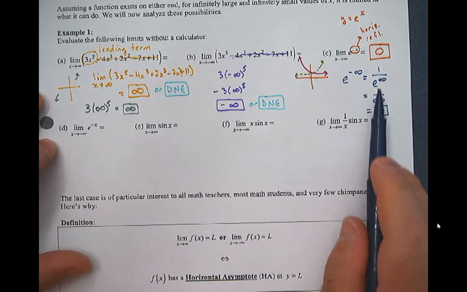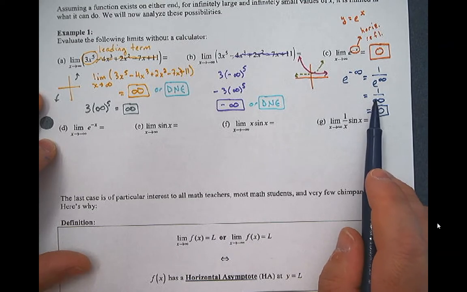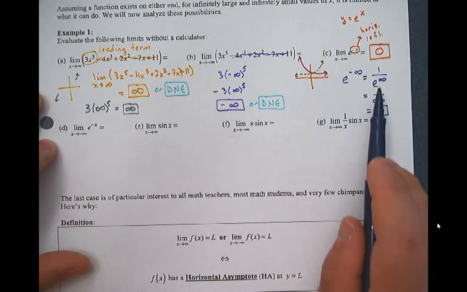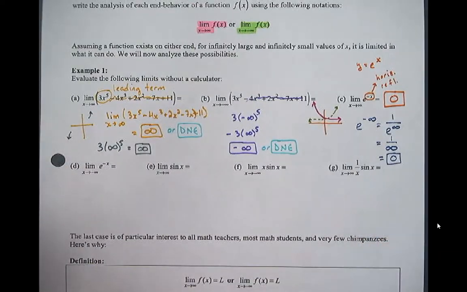So a couple of things to point out there. An infinity on the bottom is the same as a 0. 1 over infinity is 0. So actually, let's make a little note of that. I think this is worth making a note.